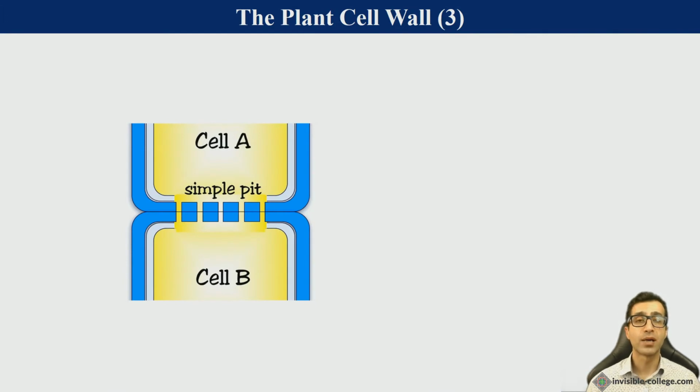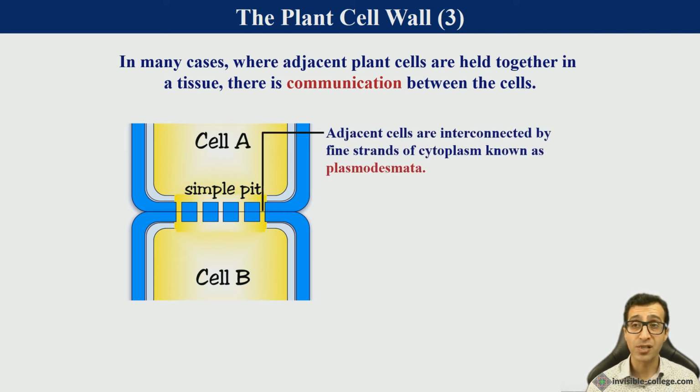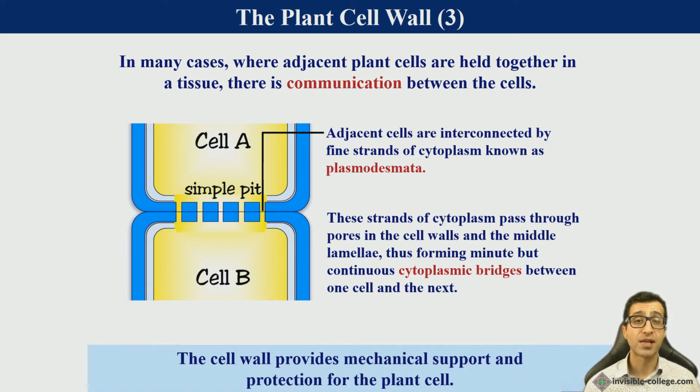So in many cases where adjacent plant cells are held together in a tissue, there is communication between the cytosol of adjacent cells. So we can see here that the adjacent cells in this diagram are interconnected by these fine strands of cytoplasm, and these are called plasmodesmata. Now these can pass through the pores in the cell walls and also the middle lamellae between those cell walls. And so essentially these form very thin cytoplasmic bridges between one cell and another. So the function of the cell wall in general is to provide mechanical support and also protection for the plant cells.